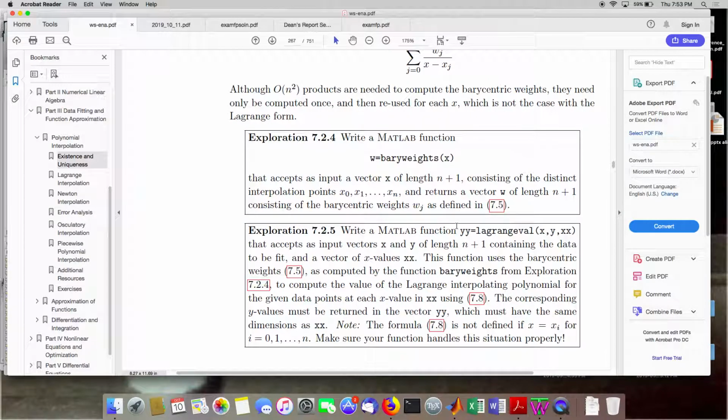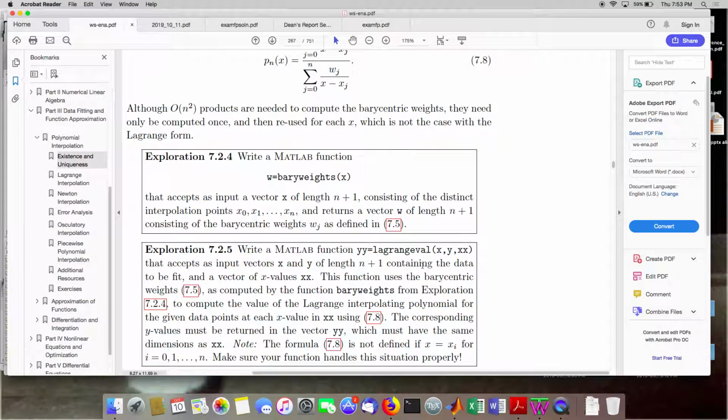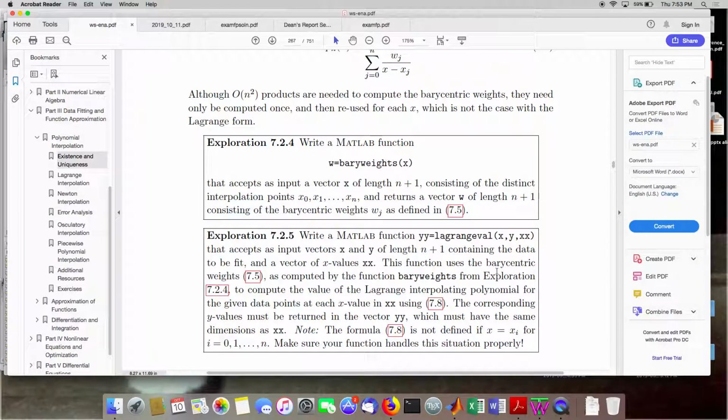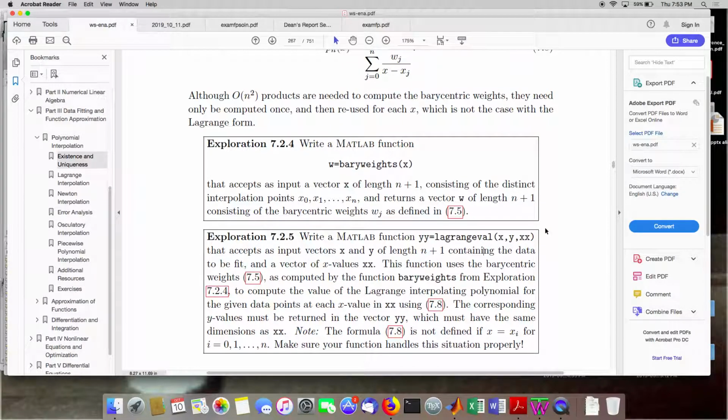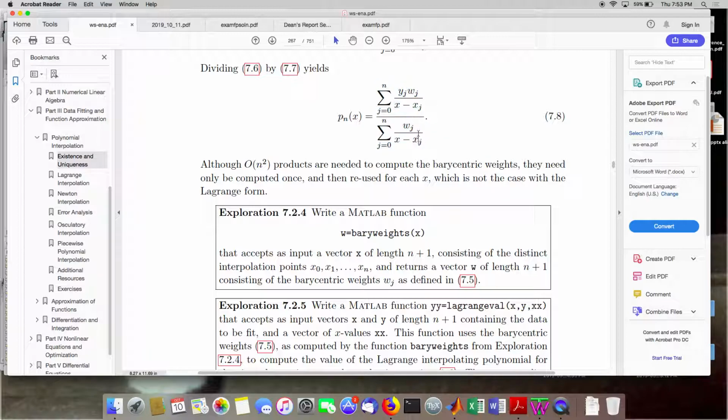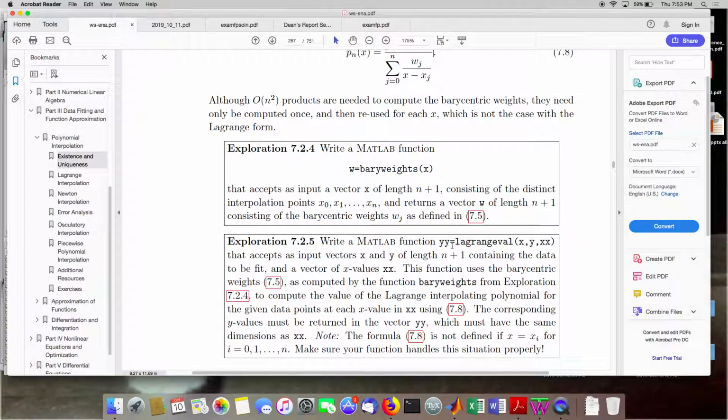But yes. So the job of this function, this problem, is to evaluate the Lagrange polynomial at the given x values that are in xx using this. But to evaluate this formula, what do you need? The barycentric weights. So this function has to call this one. You're not going to duplicate that work. You're just going to call your previous function and get the weights and use them.